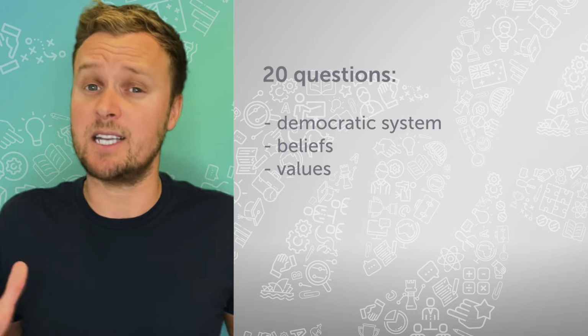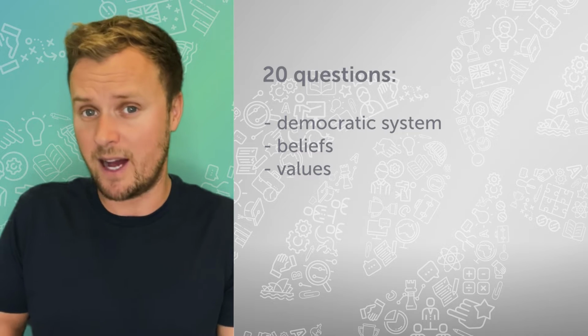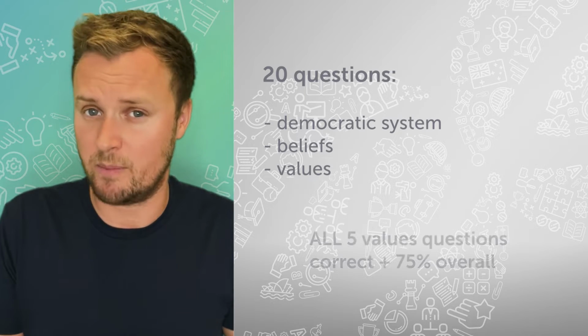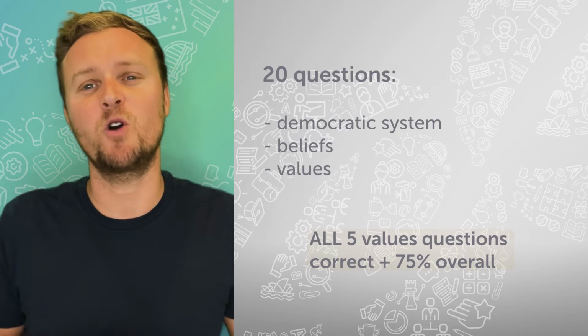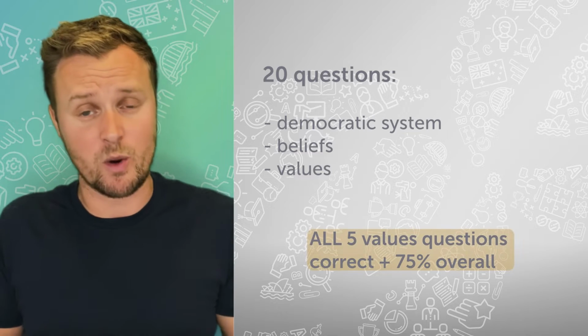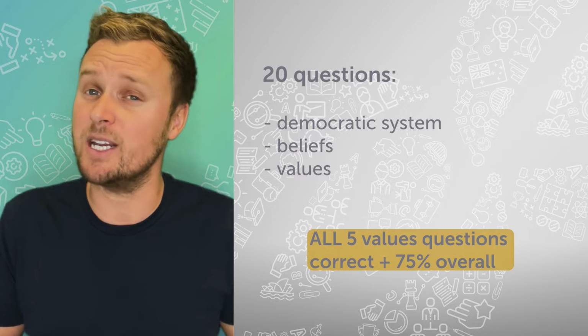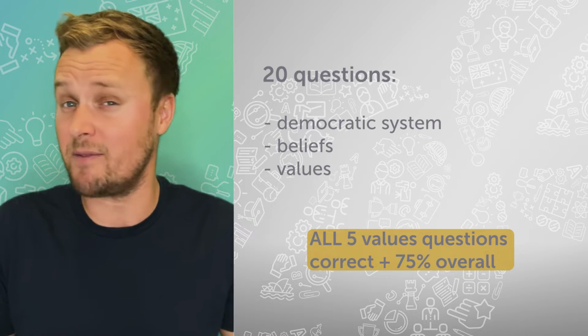Well, it's a multiple choice exam that's done on a computer. You'll be asked 20 questions about Australia, including its democratic system, beliefs, and values. Now, here's the important part. To pass the test, you've got to get all 5 of the values questions right, and you need an overall score of at least 75%.